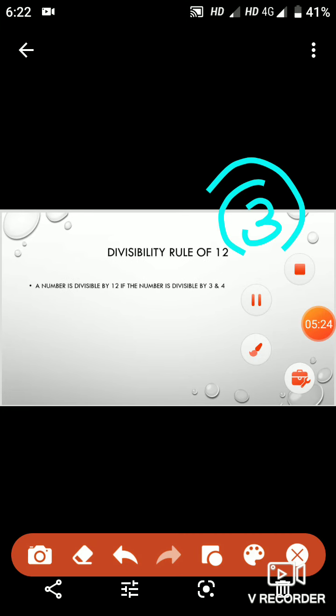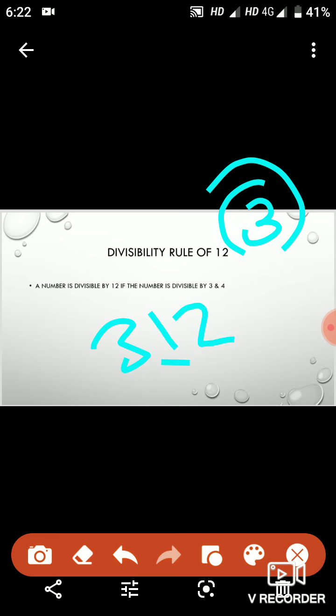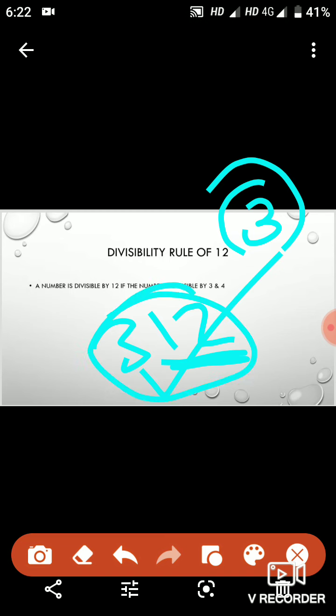Now let's check, is it divisible by 4? The rule for 4 says that the last two digits should be divisible by 4. So in 312, 12 are the last two digits, the tens and the ones. Now 12 is a multiple of 4, since 4 threes are 12. So it is divisible by 4 also. As the number 312 is divisible by both 3 and 4, the number 312 is divisible by 12.